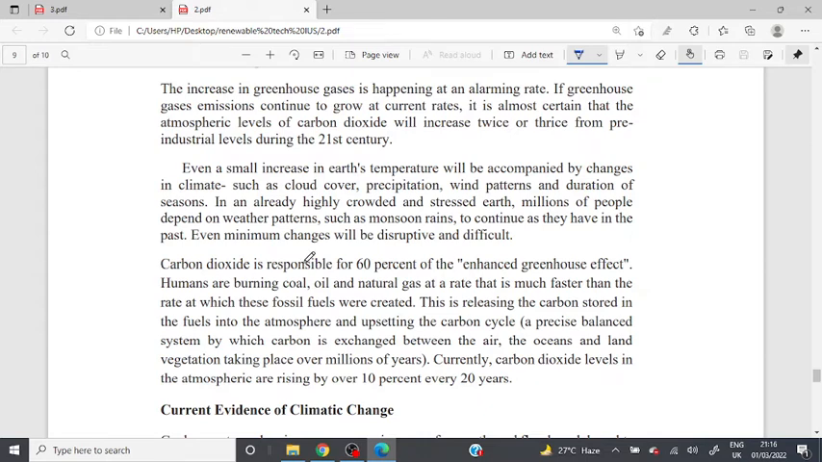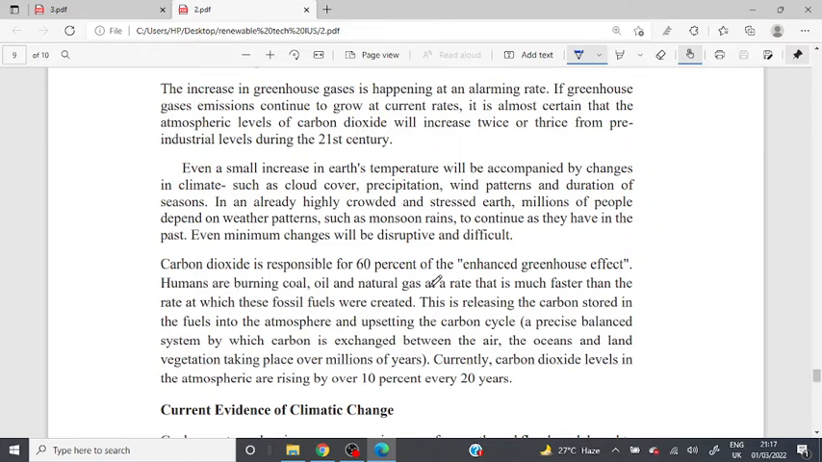Carbon dioxide is responsible for 60% of the enhanced greenhouse effect. There are, like I said, in the greenhouse gas list, carbon dioxide, carbon monoxide, sulfur, nitrogen, and a few other gases. But carbon dioxide itself is the main contributor. 60% of it is the carbon dioxide.